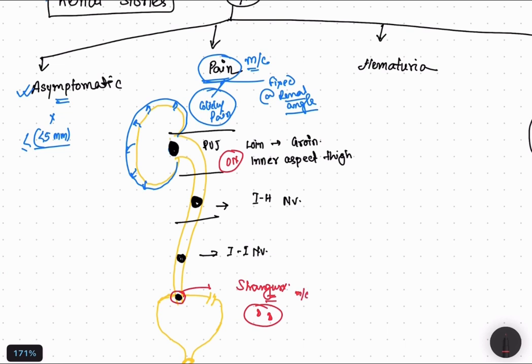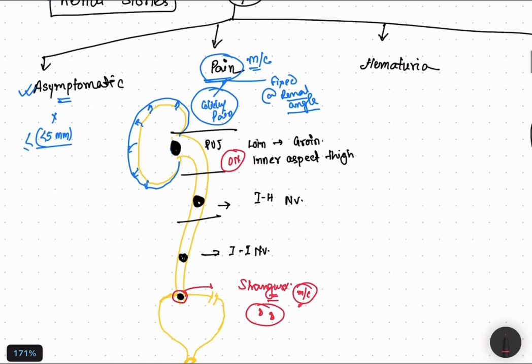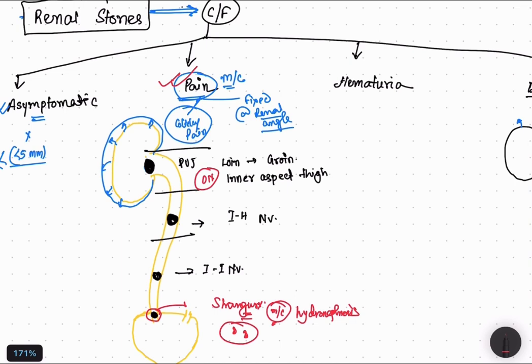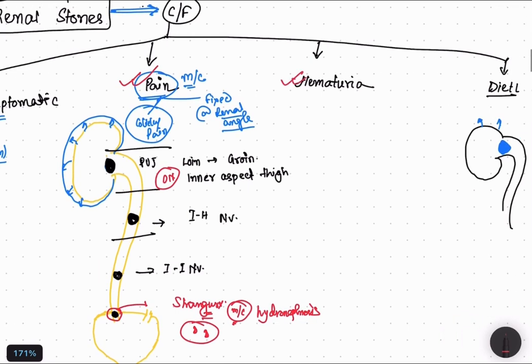Remember, it is the most common acquired cause of hydronephrosis. So this is the pain, which is the most common clinical feature that a renal stone presents with. There might be hematuria also.